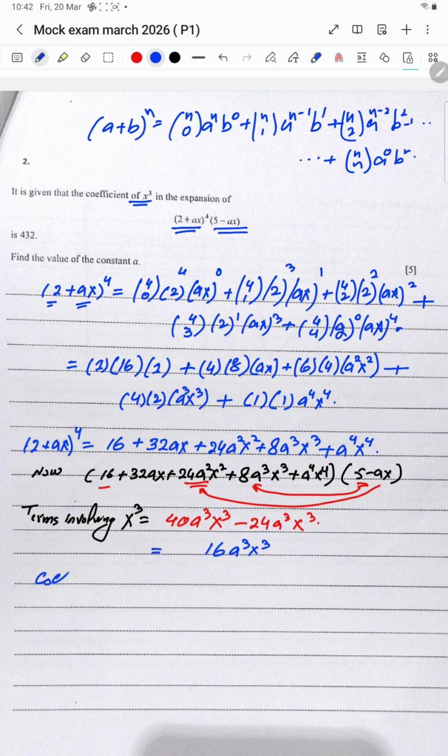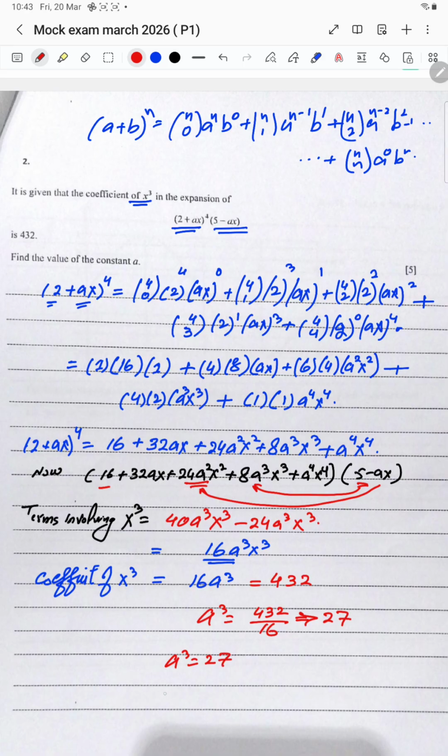So the coefficient of x cube is equal to 16a cube. This is the coefficient. It is given that the coefficient of x cube in the expansion of this is equal to 432, and we have to calculate a. So now divide either side by 16. I will get a cube is equal to 432 over 16. That gives me 27. You can use a calculator if you are not good at mental calculation. So now a cube is equal to 27. So cube root on either side will give me a is equal to 3.